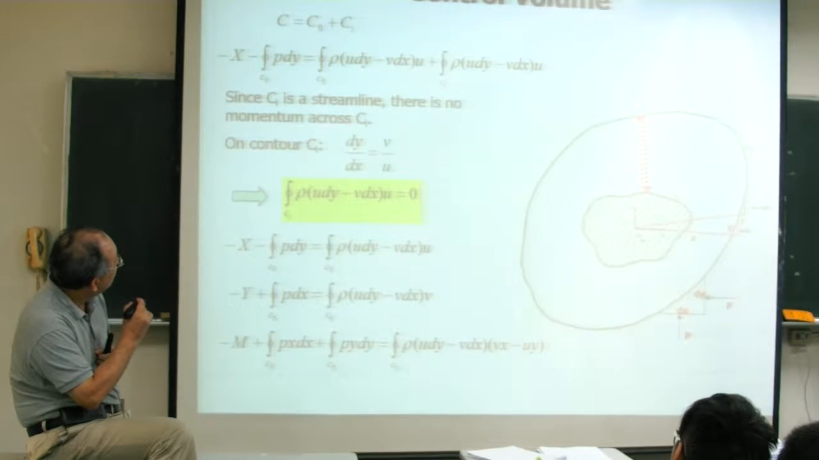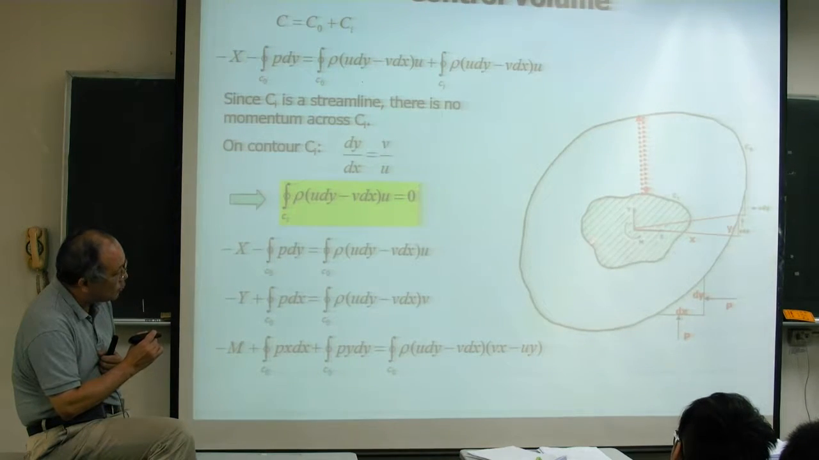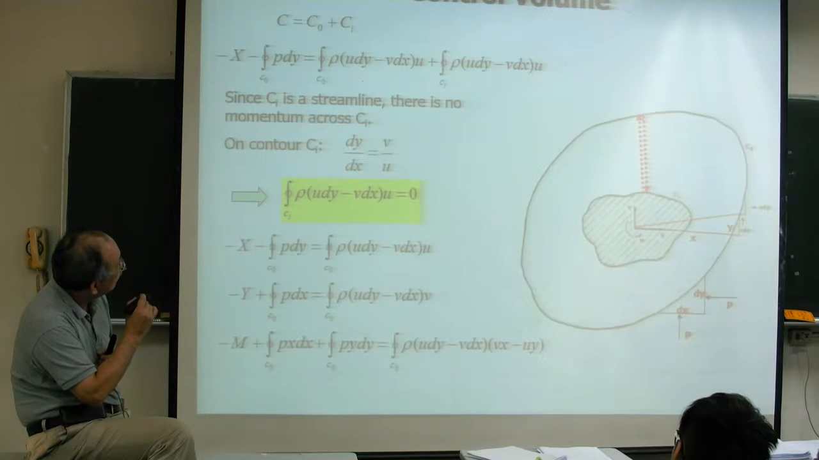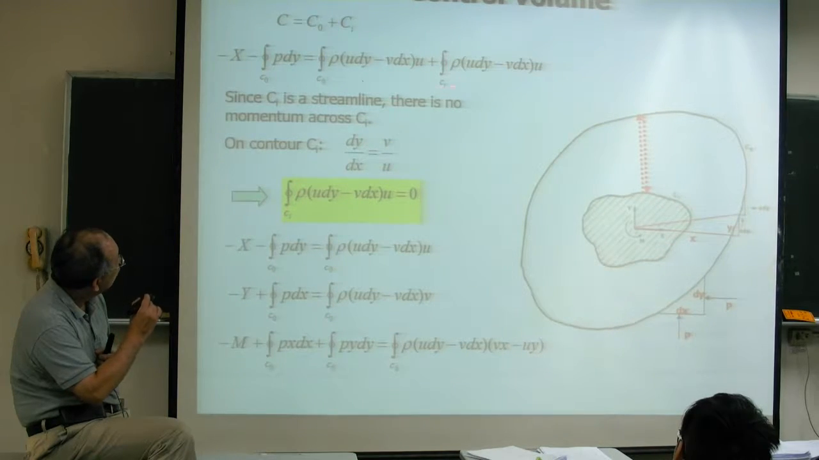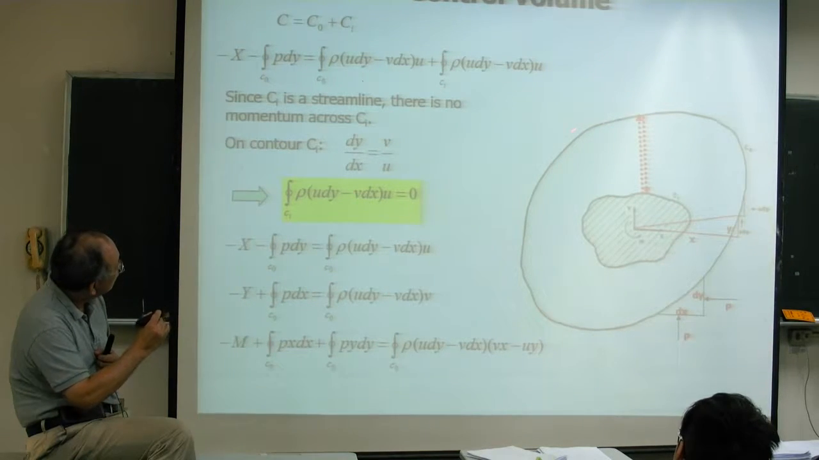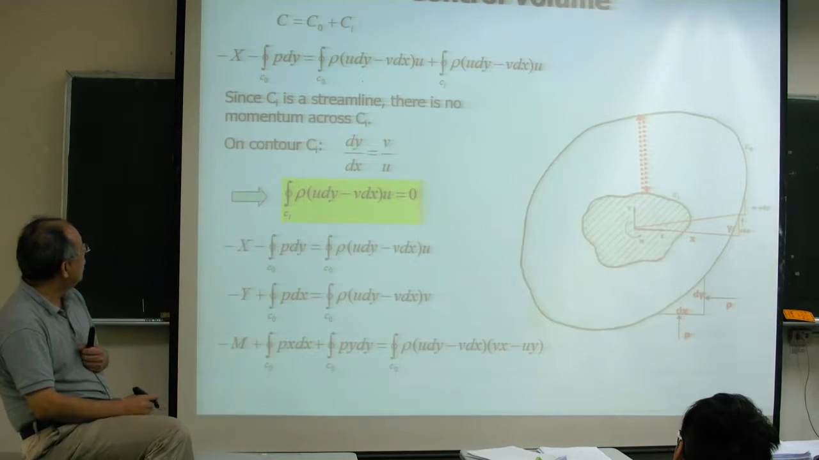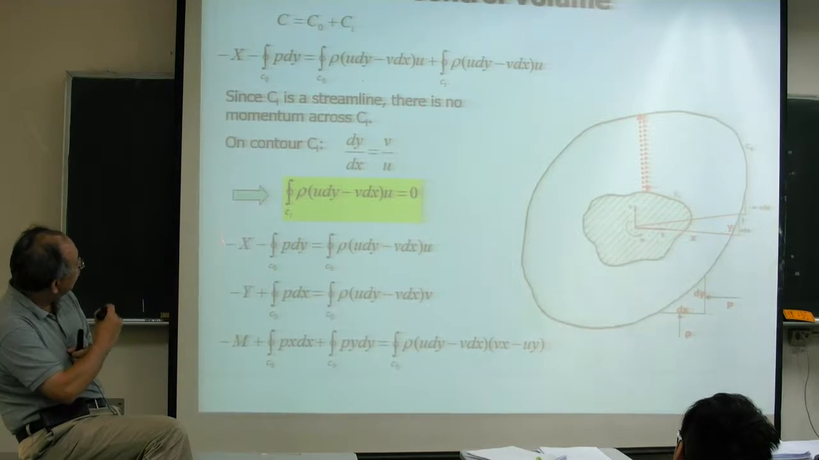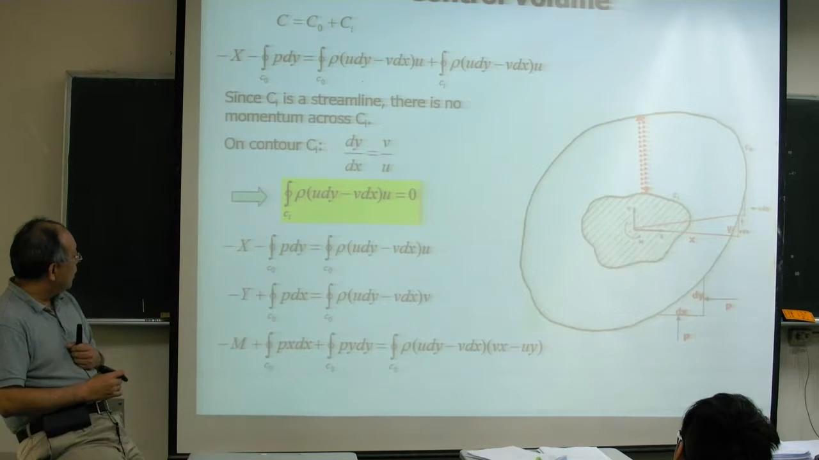So there is no momentum across the CI, right? Because the flow cannot cross the CI here. So the momentum across the CI should be equal to 0, so this should be equal to 0 for this CI integral. So the only term we have is the outside contour, this CO here. So this integral equation is reduced to this, because the CI integral is equal to 0. Okay.